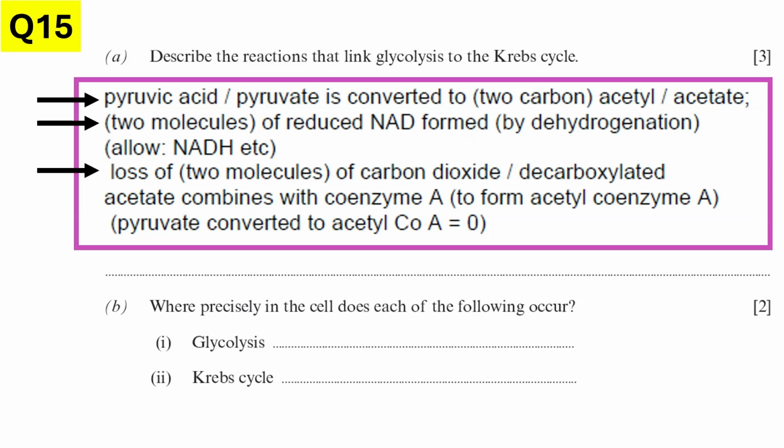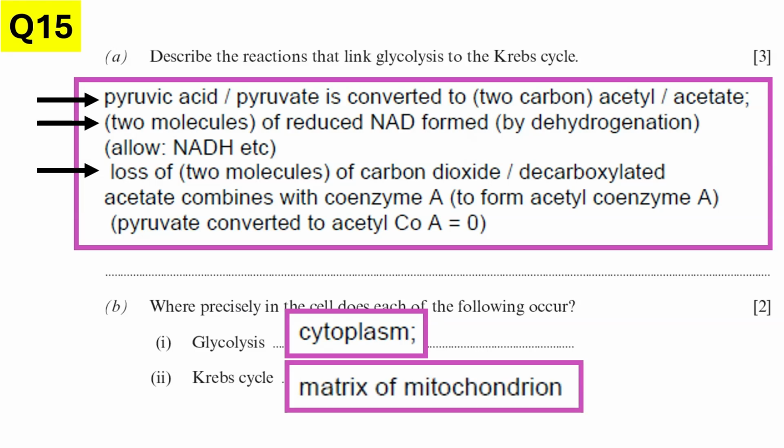And then we know the acetate combines with coenzyme A to form acetyl coenzyme A. So dehydrogenation is the same as oxidation, produces NADH. Decarboxylation removes CO2, by decarboxylase. The 2 carbon acetate combines with coenzyme A to make acetyl coenzyme A. Okay, glycolysis is in the cytoplasm of all cells, including bacteria, and the Krebs cycle will occur in the mitochondrial matrix inside, obviously, the mitochondria of eukaryotic cells.